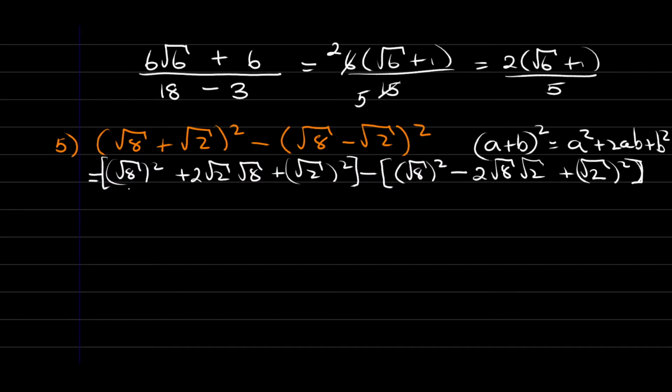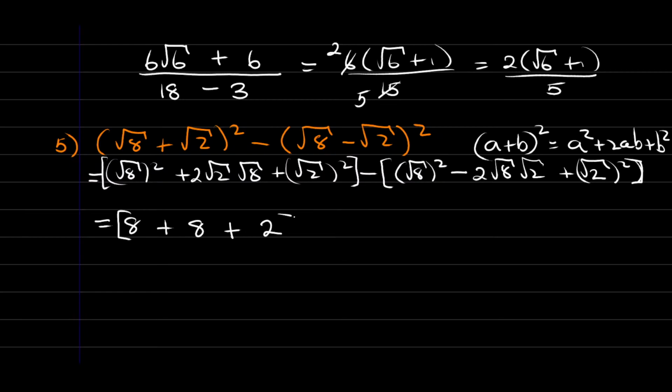Right, and so root of 8 squared is just going to be simply 8. 8 by 2 is 16. Root of 16 is 4. So 4 by 2 is 8. So we're going to have here plus 8. And then we're going to have plus root of 2 squared, which is just going to be 2.